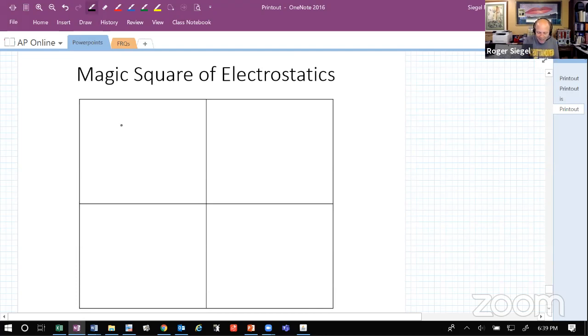Remember that we have Coulomb's law in our magic square. That's K Q1 Q2 over R squared. Here we have energy. This is U is equal to K Q1 Q2 over R. Notice we multiplied out an R. It's a vector. Here we have the electric field. We divide out one of our Q's. That's going to be KQ over R squared. And then over here we have our voltage, which is equal to KQ, dividing out one of our Q's, over R. Knowing the units is so helpful.